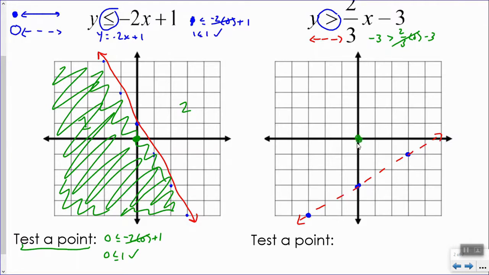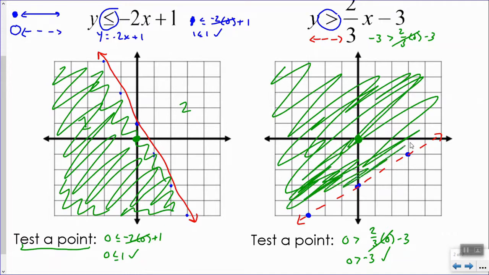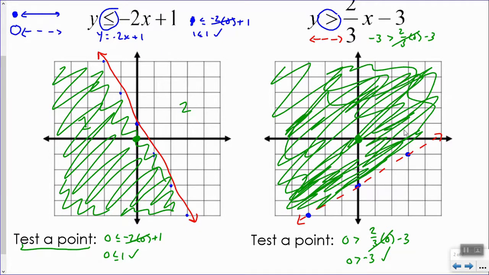Now we want to pick a point to test, and again the origin is not on our line, so we can test that one out. And we have 0 is greater than 2/3 times 0 minus 3, or 0 is greater than negative 3, which is true. So again, we're going to shade the side of the graph that includes the origin. Your shading doesn't have to be pretty, but you just want to make sure it's very clear which side is shaded and that you don't completely cover up or go over your boundary line so that we can't see what it is.